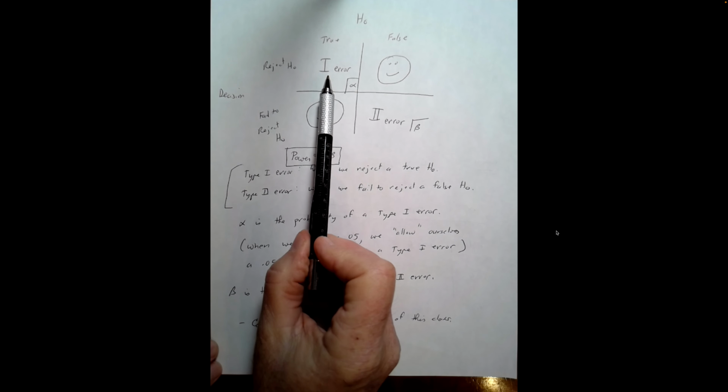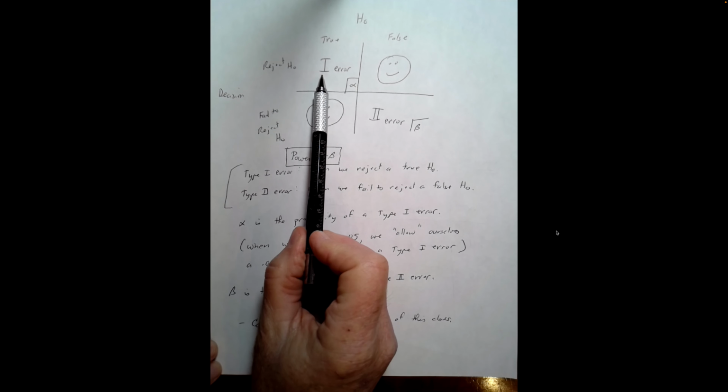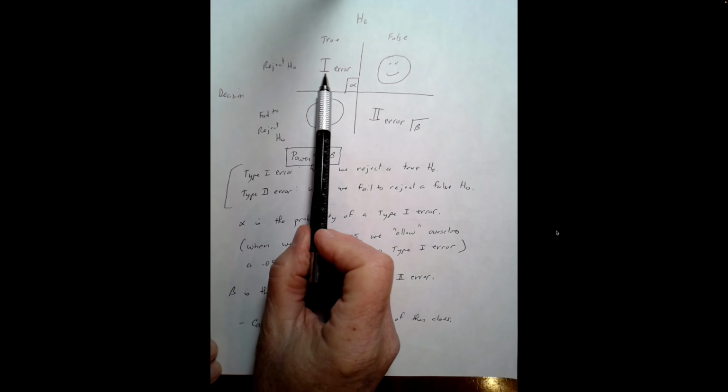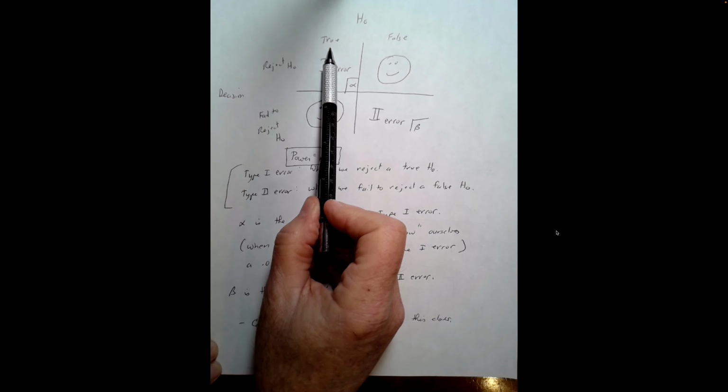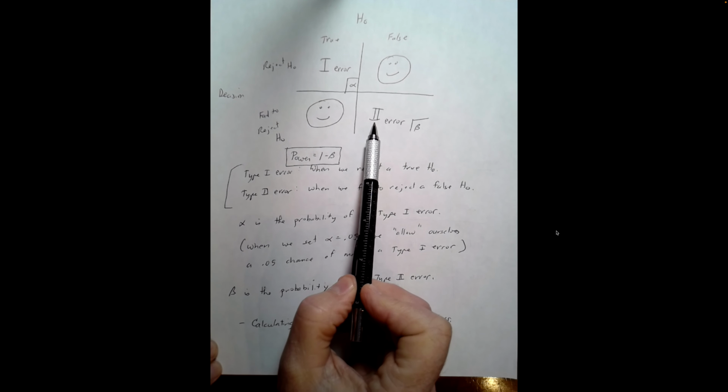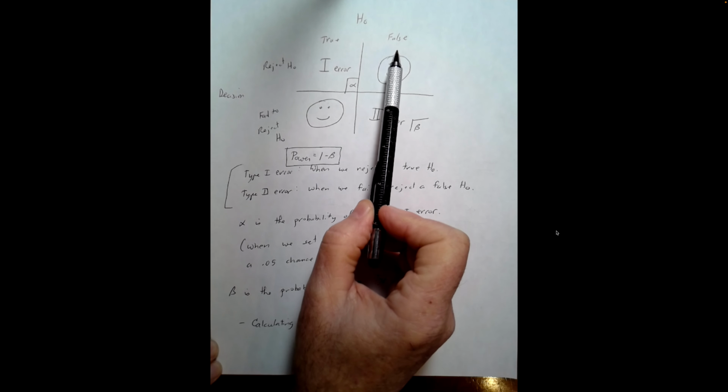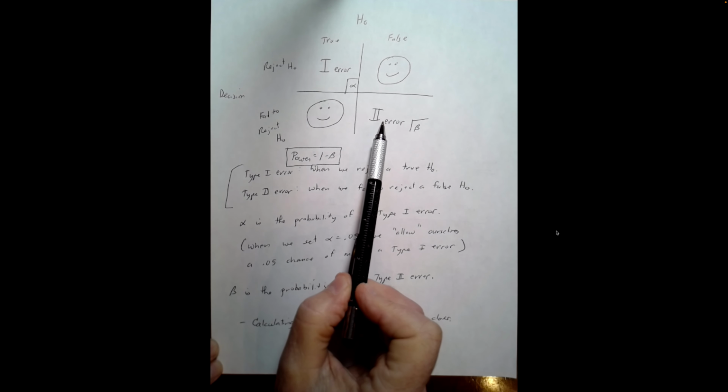So you can see in this box, I have 1 error. This represents a type 1 error. Type 1 error is rejecting a true null hypothesis. A type 2 error is failing to reject a false null hypothesis. Now down here, I've written it out. Notice type 1 error when we reject a true null. Type 2 error when we fail to reject a false null.